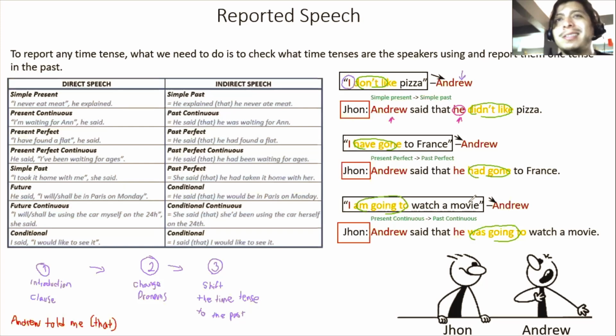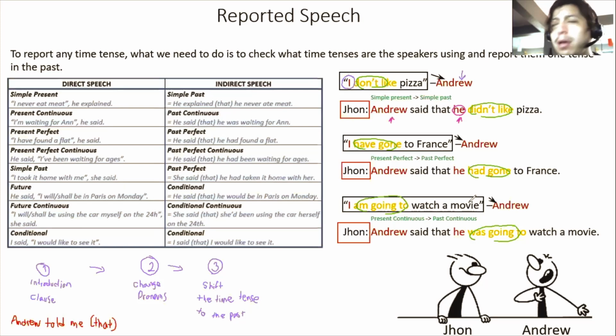So you report it in the same tense as the other person told you. That's it. You don't really have to do much. And when you are using will, you change it to would, shall to should, might to may, and must to have to. The rest of the modal verbs remain the same way they were. And that's pretty much it.